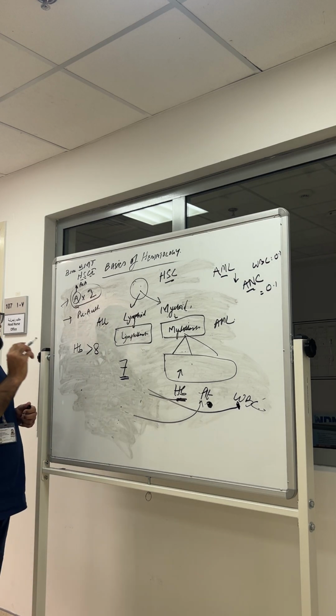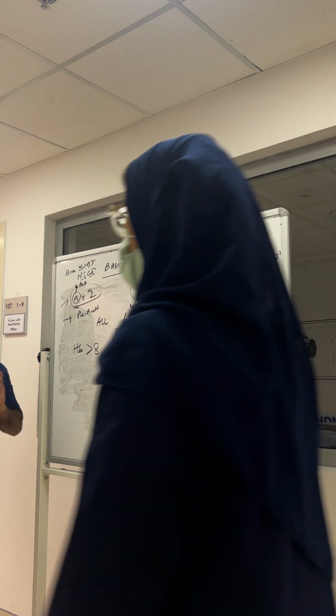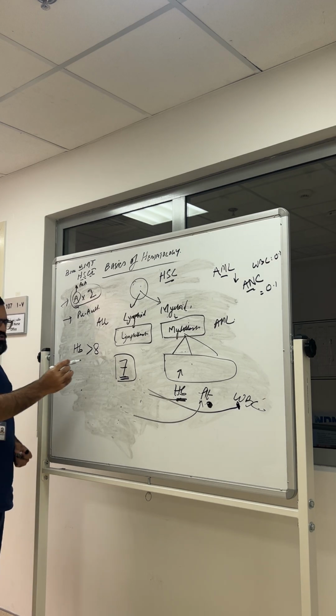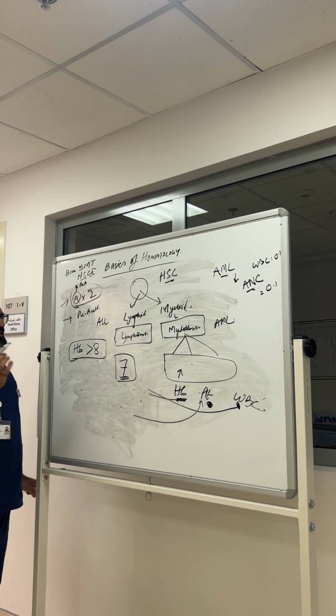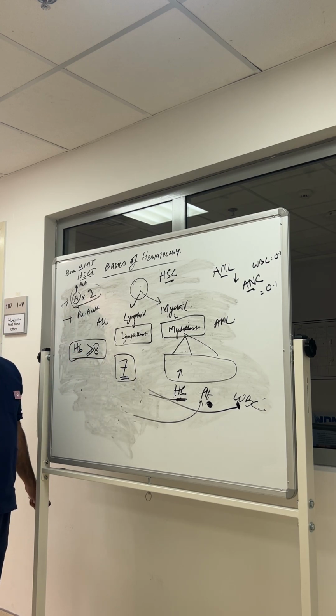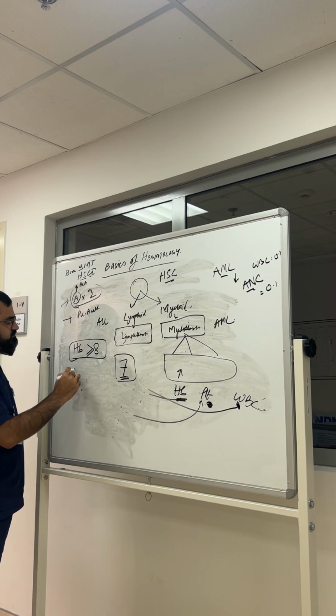So a hemoglobin of 7 is enough for a normal adult male or female to carry oxygen from the lungs to the body, and from the body back to the lungs, and it will perform its duty. But for an acute leukemia patient, we keep 8. If it's less than 8, we transfuse. If it's more than 8, no need. Don't touch the patient.